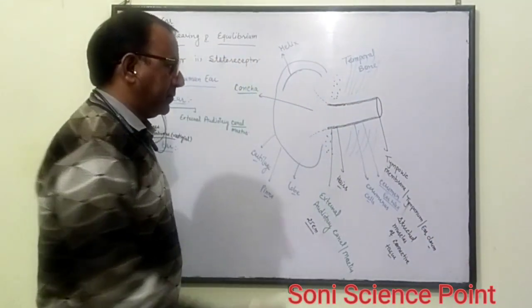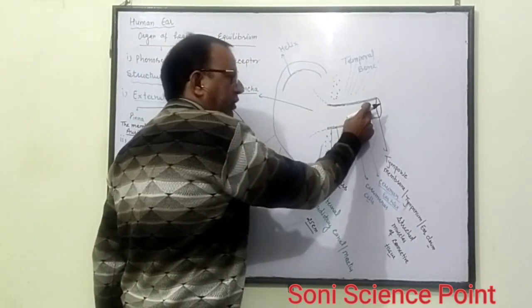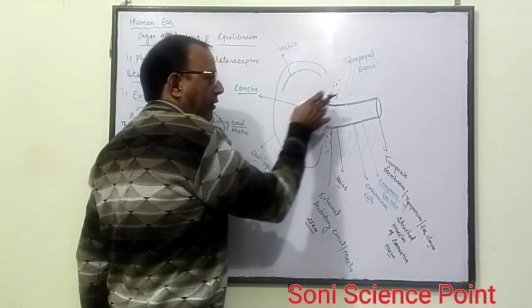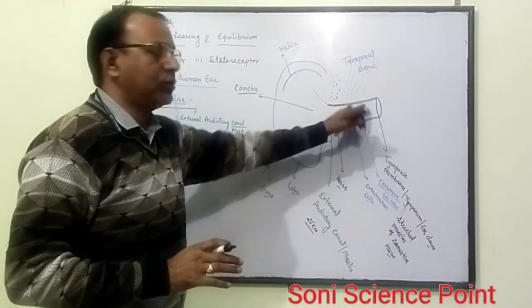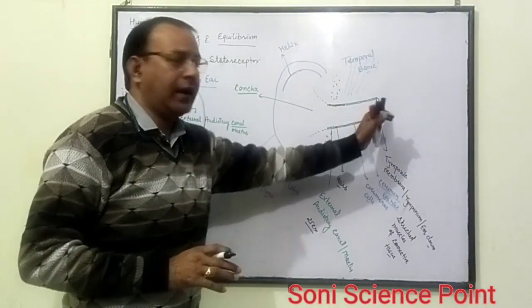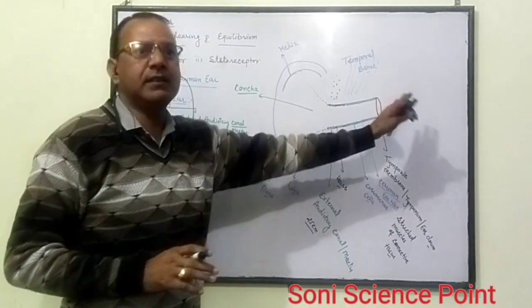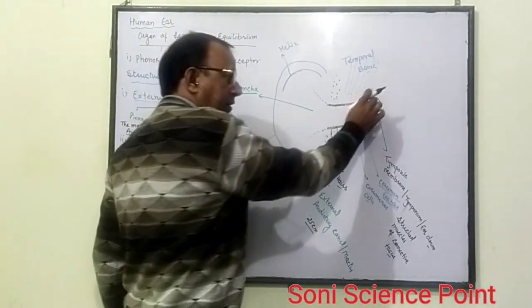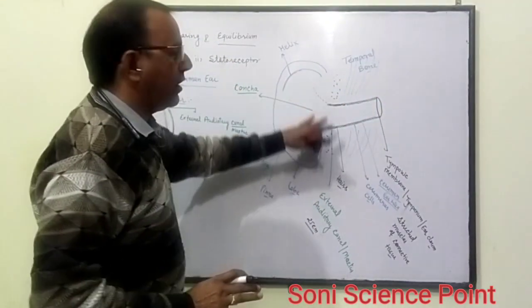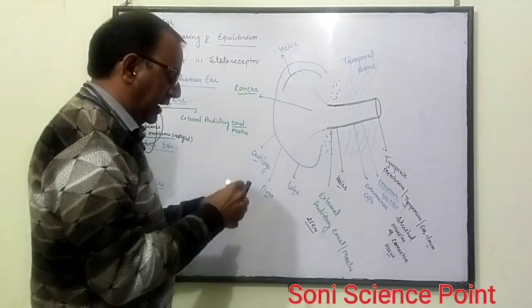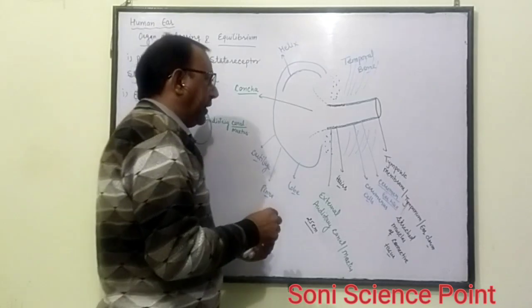The tympanum is the membrane which separates the external ear from the middle ear. So we can say that the tympanum is a part of the external ear as well as the middle ear. This is the part of the external ear. And then we come into the middle ear.